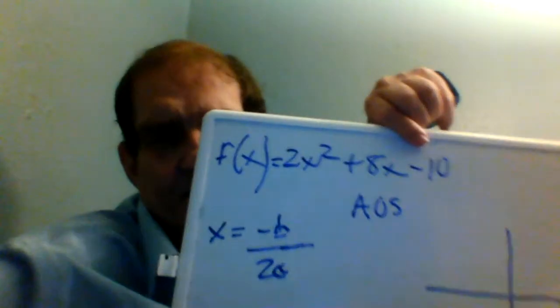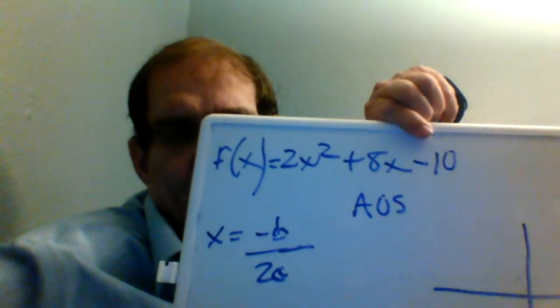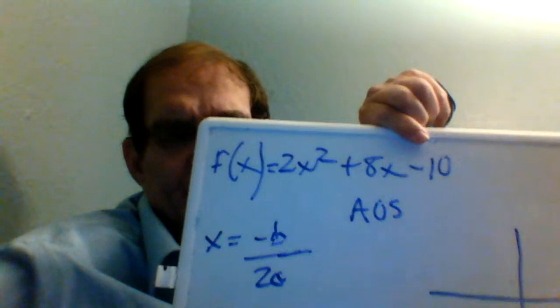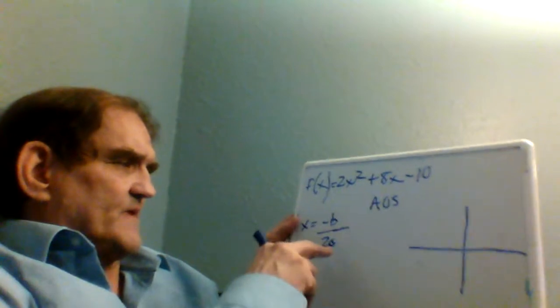Now, I will say this. I have heard some teachers call it the opposite of b, but I like to refer to it as negative b over 2a. Now, what are we referring to? I probably should back up just a little bit, not get too far ahead of ourselves. Where do I come up with the x and the negative b and 2a?